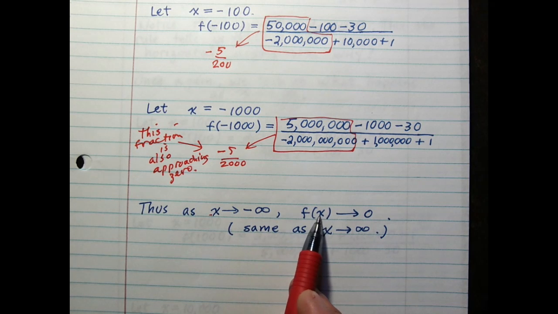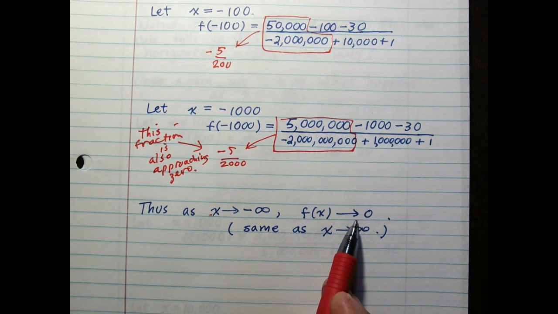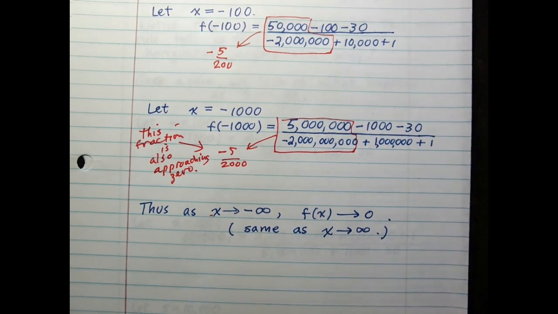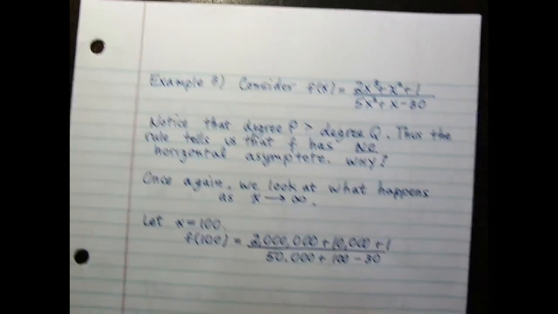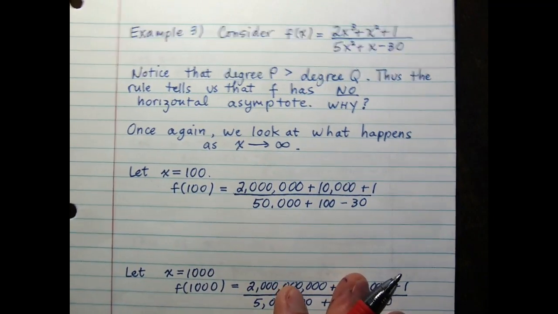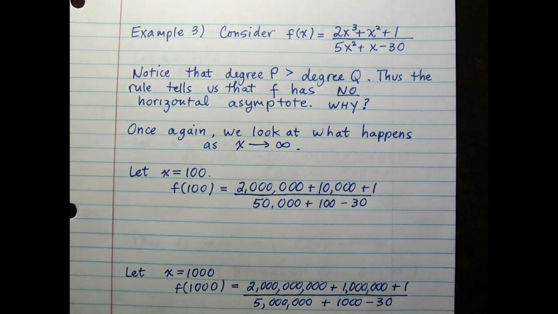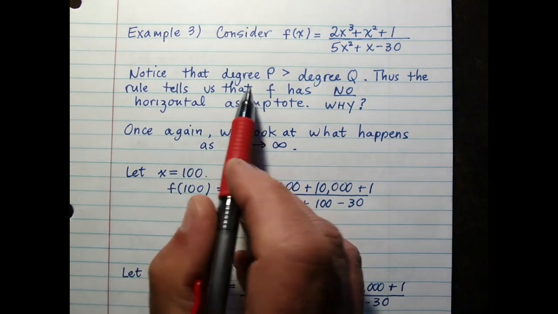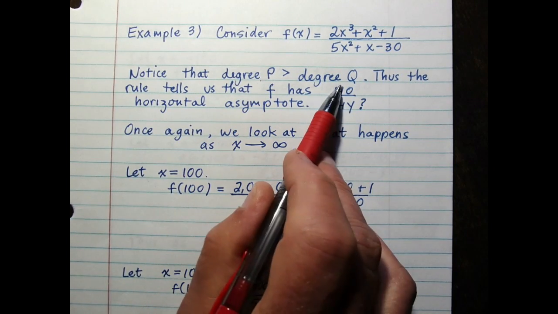Now the last situation. Let's look at an example where the degree of the numerator is greater than the degree of the denominator. And so 2x cubed plus x squared plus 1 over 5x squared plus x minus 3. So again, notice the degree of p is greater than degree of q. So the rule tells us that f has no horizontal asymptote. So let's look at y again here, and we'll plug in some values.